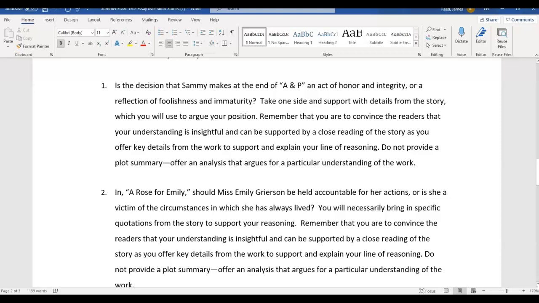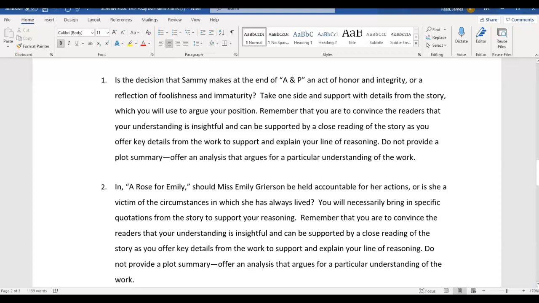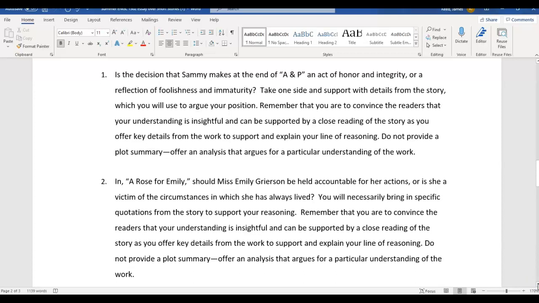That's phrasing in your mind will be a yes-no situation, which one you choose, but you're going to have to argue why this action he takes, his quitting of the job, is one of these or the other. Taking a side, you're going to use details from the story, and you're going to argue that view. You're going to try to convince your readers that your understanding is insightful, that looking closely at the story will allow you to pull out key details, and those details will allow you then to build a line of reason, of explanation that makes sense.